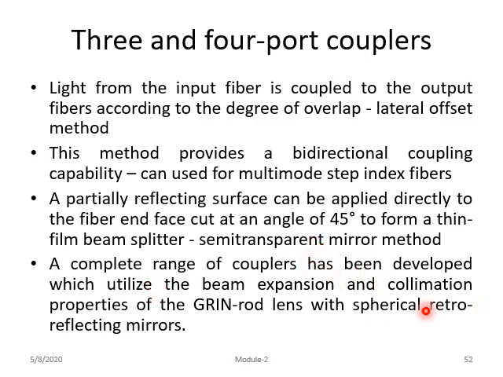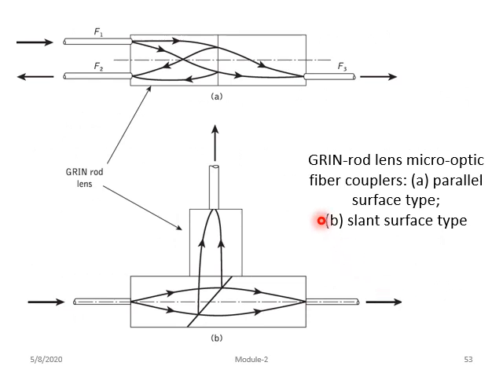A complete range of couplers has been developed which utilizes the beam expansion or collimation properties of a graded index rod lens, which with spherical retro reflecting mirrors can be used. The graded index rod lenses are micro optic fiber couplers with respect to the parallel surface line. So this is the rod lens method, where the rod lens can be used to connect fiber ends under 3 port and 4 port. Here also it is possible. The light can be directly passed or directly reflected from one unit to another unit. This is normally done with respect to the expanded versions of the 3 port or 4 port with the help of the rod lens.